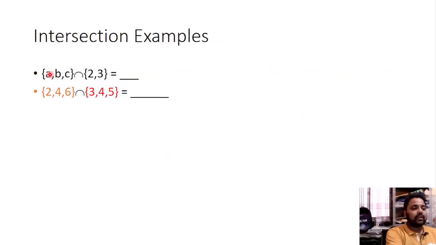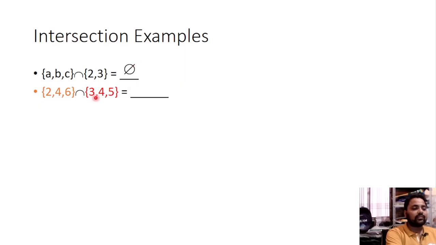So now here {A, B, C} and {2, 3}. Both are different and no element is in common. So we can simply say phi is the part of this set, because the common element is only the null set, that is phi. So we can simply identify this set by phi.